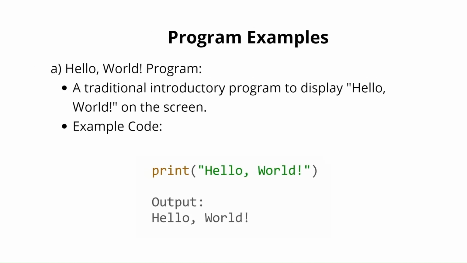So now, let's have a small example, that is the Hello World program. It's a traditional introductory program to display Hello World on the screen. In the code below, you can see an example where we have given a function called print, and inside that we have Hello World, and the output that we get is Hello World.